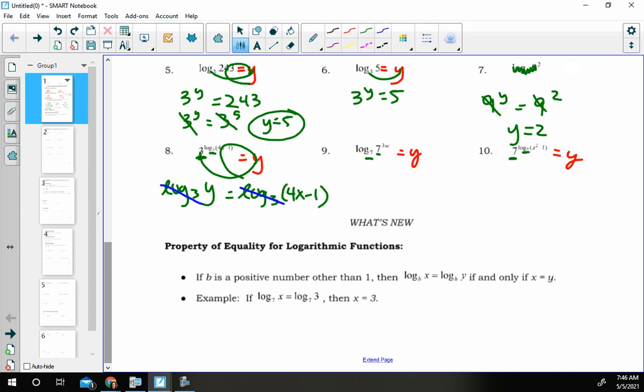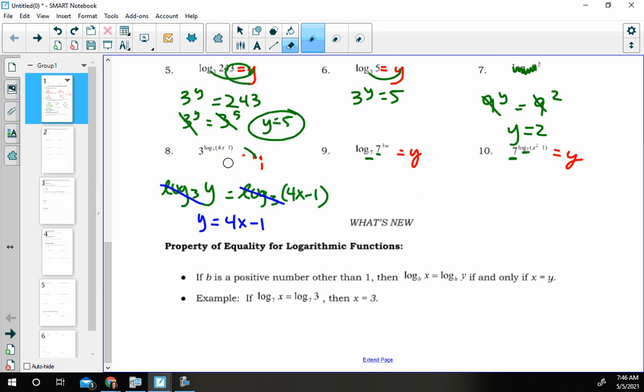Notice I did the same thing with my logs as I did with my exponentials. Okay, so I get 4x plus 1 left. So if I do the shortcut in here, so if I go back and erase all the stuff up here, my shortcut is if I have the same base for both, they cancel and become 1. Whatever is left is my answer, which is what I got my answer to be.